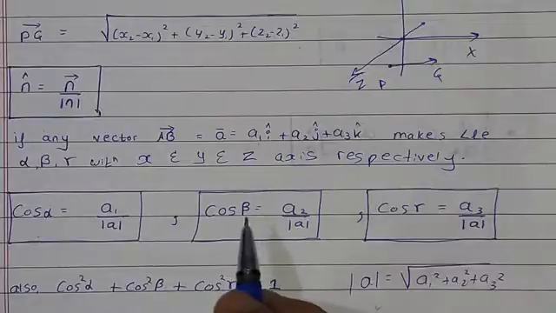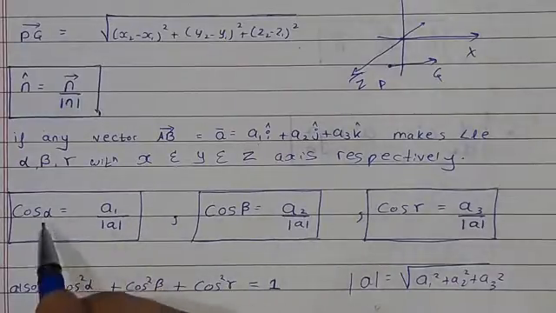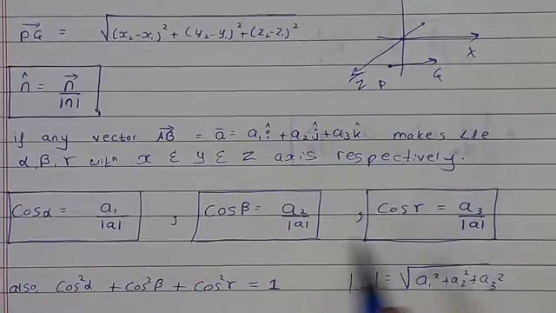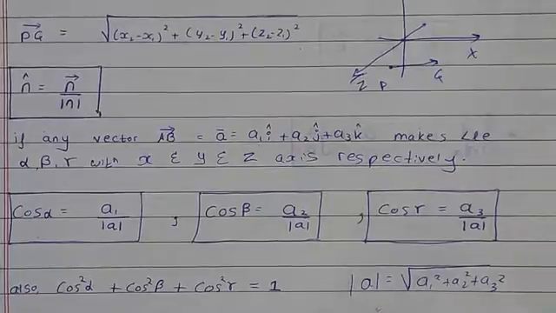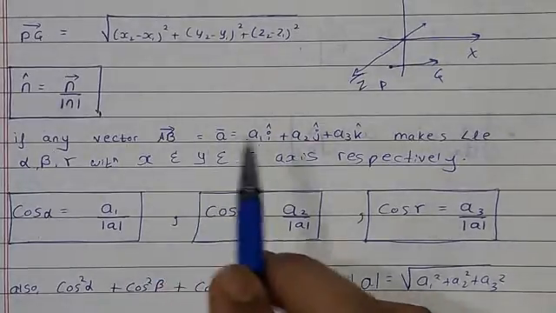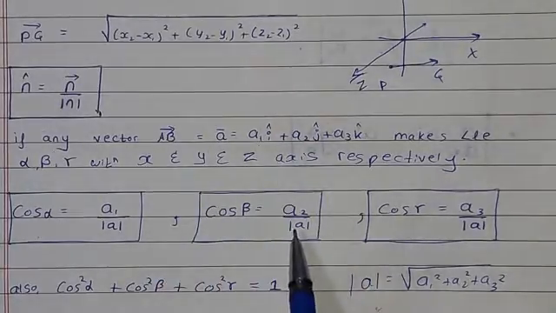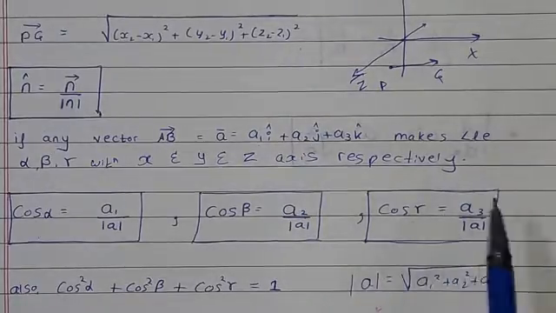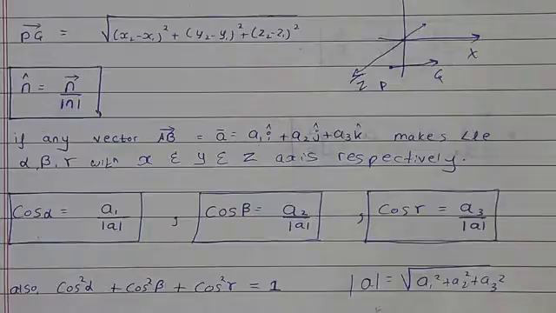If you want to find just the angles, then you can simply find alpha equals cos inverse of this, beta equals cos inverse of this, and gamma equals cos inverse of this. So cos alpha is a1 upon mod of a, where a1 is the x component. Cos of beta is equal to a2 upon mod of a, where a2 is the y component. Cos of gamma, for the z axis, is a3 upon mod of a, where a3 is the z component.